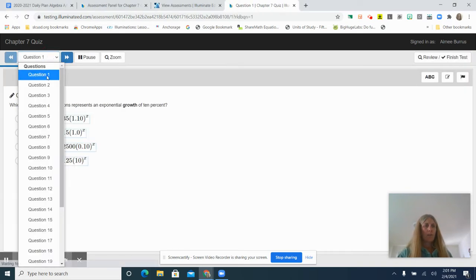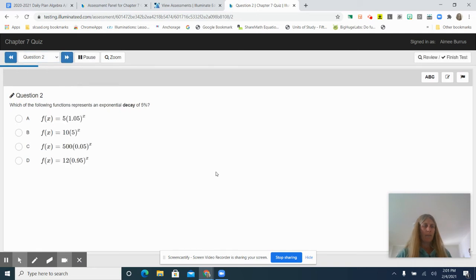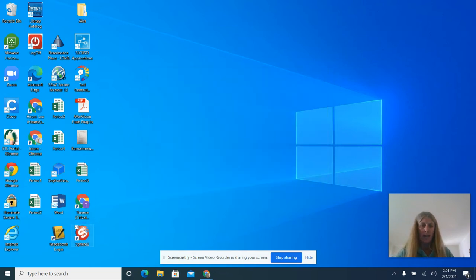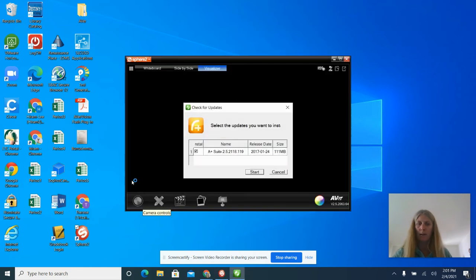So we started out with a number of these. You guys did a really good job on the exponential growths, but you had a hard time finding the exponential decay. So we're looking for which has an exponential decay of 5%. Which one has a decay of 5%? So we're going to go ahead and open this up, and we're going to find the multiplier on our own. So we are looking for a decay of 5%. Here we go.